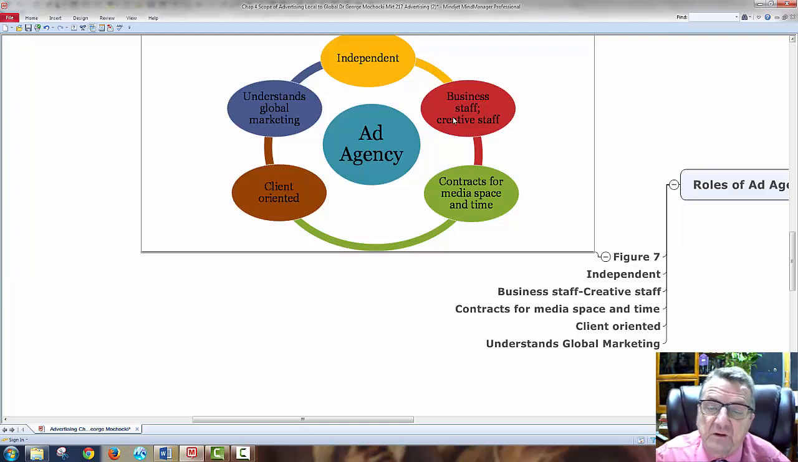The business staff, creative staff, contracts for media space and time. They basically help you write up the contracts and make sure that you get the right slot, when we talk about frequency and exposure rate and which medium we're going to utilize: print, internet, interactive, or billboards. So you're hiring them. It's almost like a wedding planner.